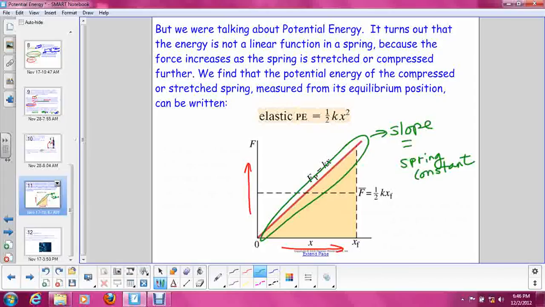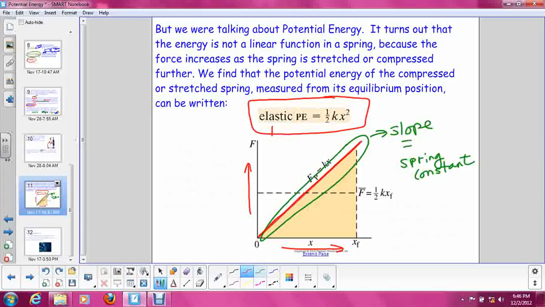This is a very important point because when we talk about elastic potential energy, the spring constant of the spring we're concerned about is a very important factor. It turns out that the energy in a spring is not a linear function, which means it doesn't change in a linear way along a straight line path like this. The force increases as the spring is stretched or compressed further. So the more you stretch or compress it, the larger the force will be. And we find that the potential energy of a compressed or stretched spring follows this equation.